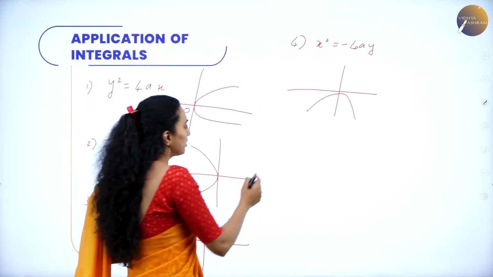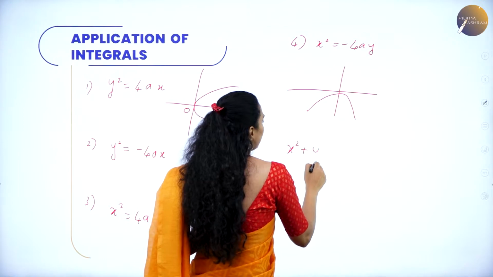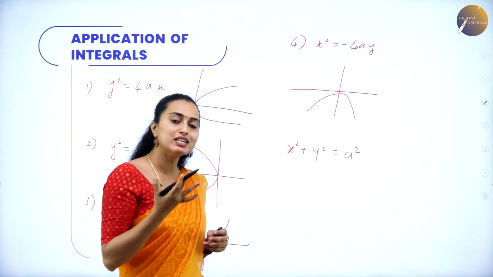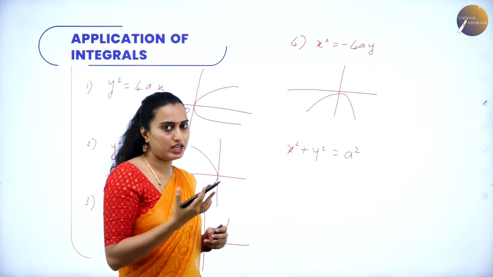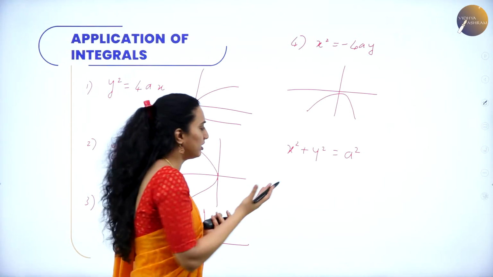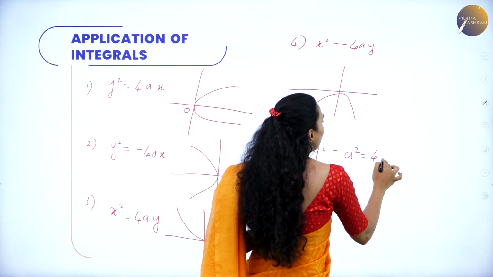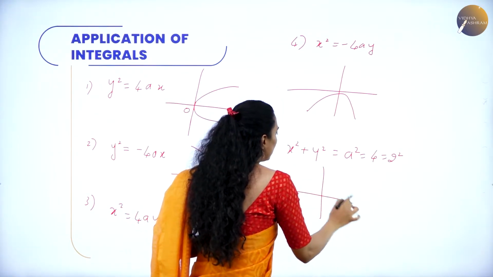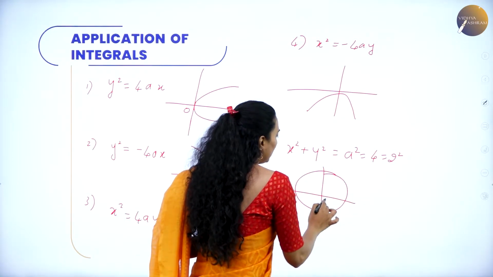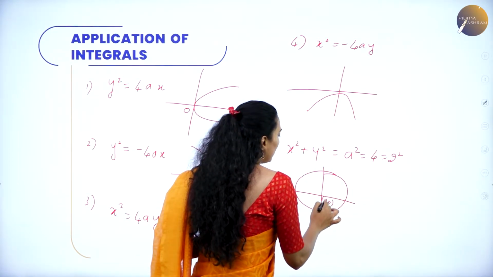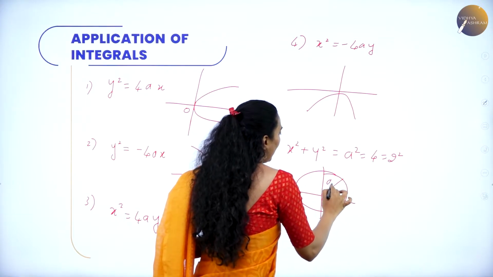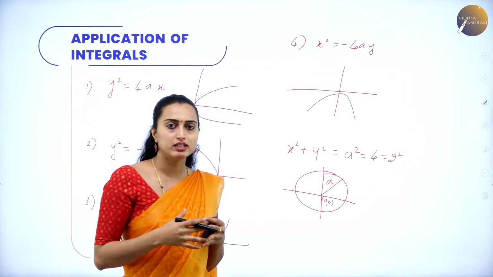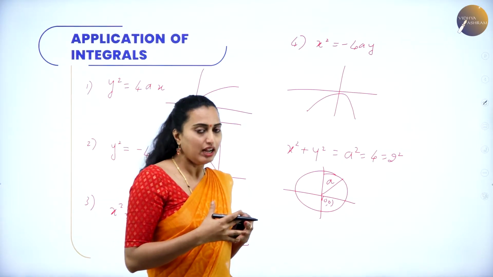Similarly, they can ask you x squared plus y squared is equal to a squared. This is nothing but the circle with the center as the origin, and a is nothing but the radius. They can give, instead of a squared, 4, and 4 is nothing but 2 squared. So the circle will be like this, the center will be the origin (0, 0) and the radius will be a units. Understood? So this is what you get as the area of the circle, and then they can give a line.